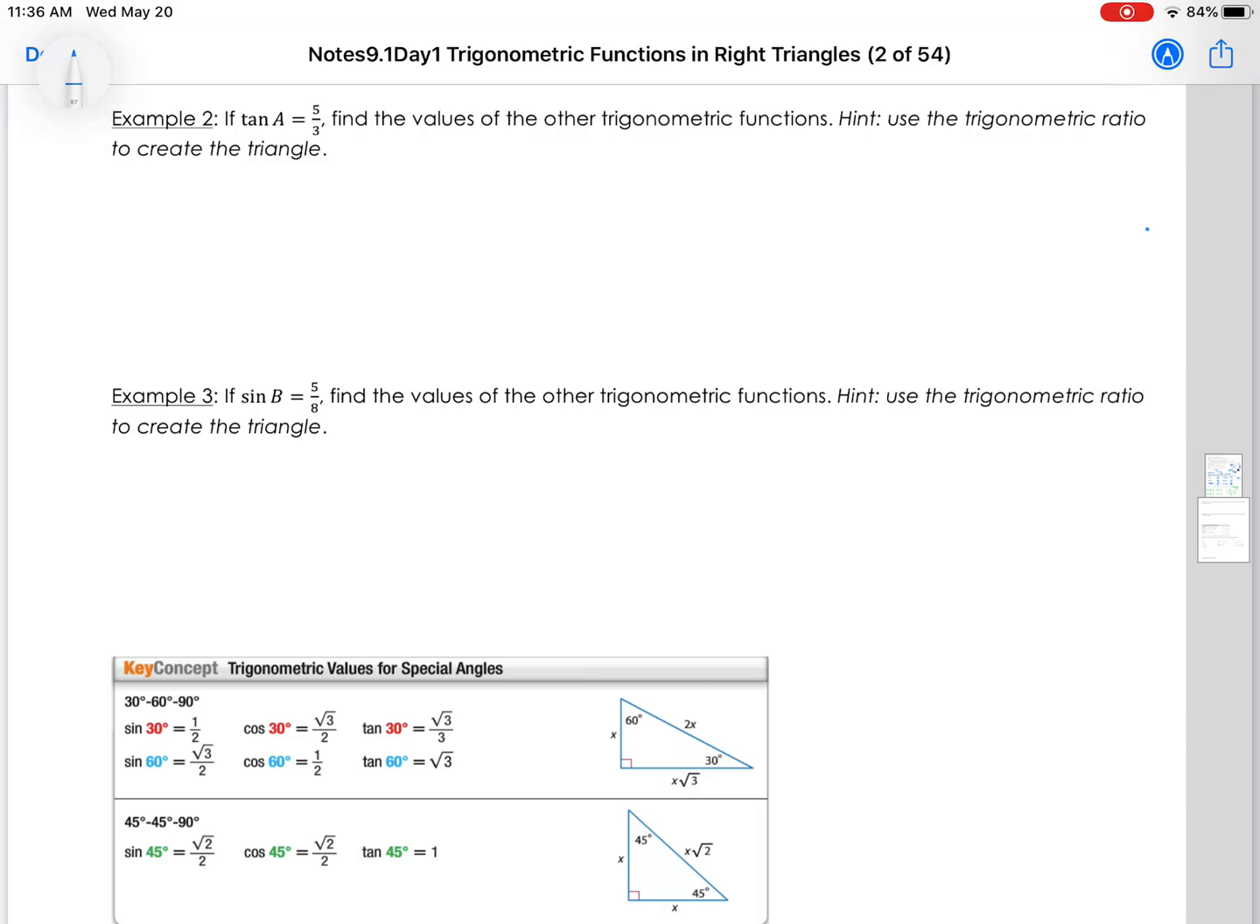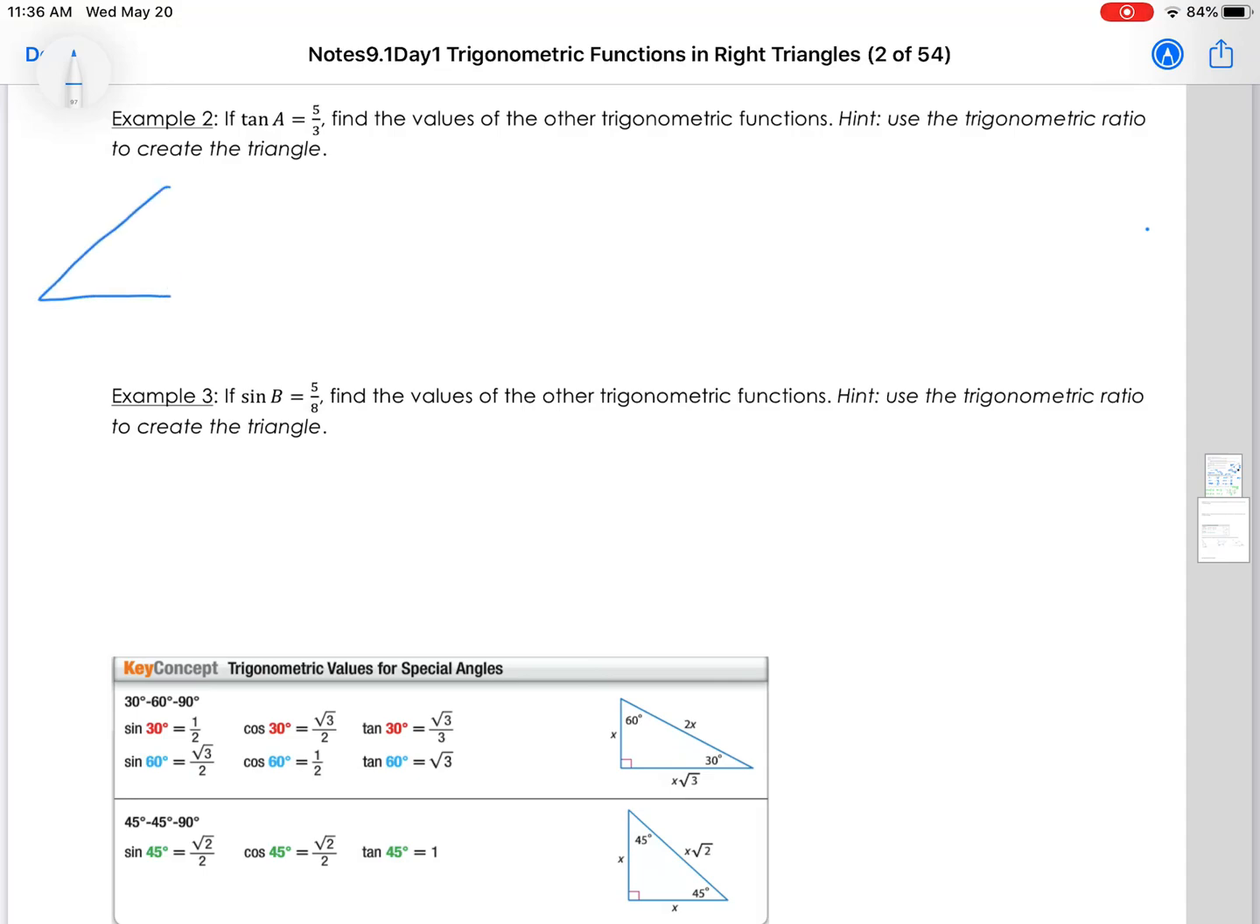All right, part 2 on the homework. It's a very similar idea. It's just presented to you differently. So it says, if the tangent of A is 5/3, find the value of the other trig functions. Hint, you're going to use the trig ratio to create the triangle.